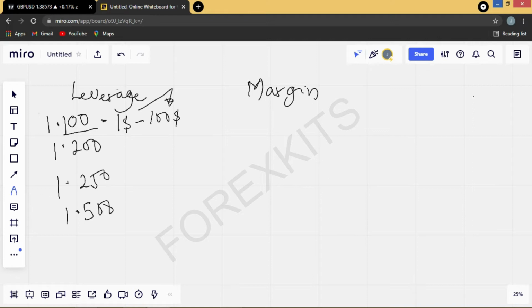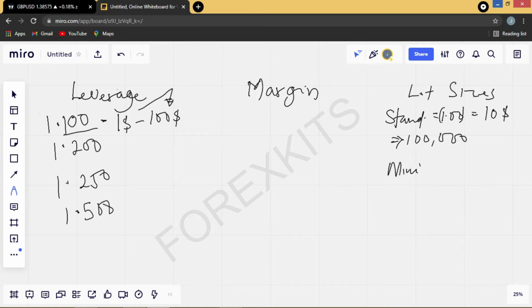So let me break this down for you. Back to lot sizes. Remember, for a standard lot, which is represented as 1.00 on your trading platform, this automatically translates to $10 per pip. So for every movement on a standard lot, $10 is being taken out. Like I told you in that particular lesson, this means that you are purchasing $100,000 of that currency.